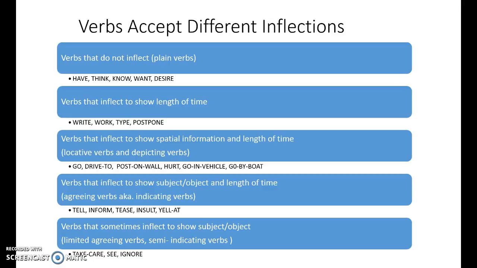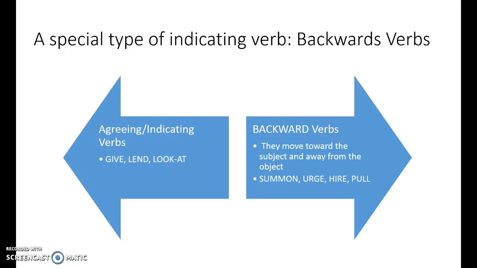Now, as we look at these types of verbs, there's one particular type of verb that can be a little confusing. It's an agreeing verb or an indicating verb. The two words mean the same thing, but it moves in the direction opposite of what you would expect. These are called backward verbs. So if you think about it, most agreeing verbs move from the subject to the object. If I give to you, then the sign give moves from me to you. Or if I look at you, then the verb moves slightly from me toward you. That's I look at you.